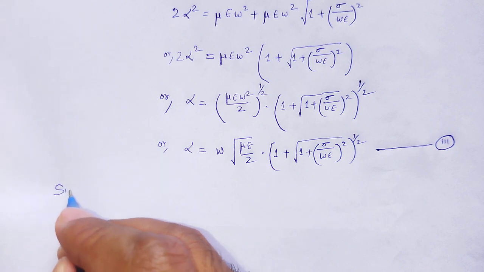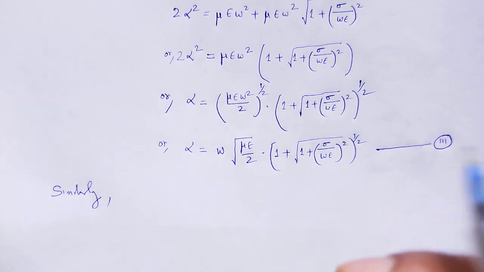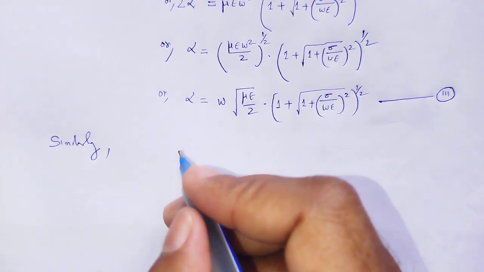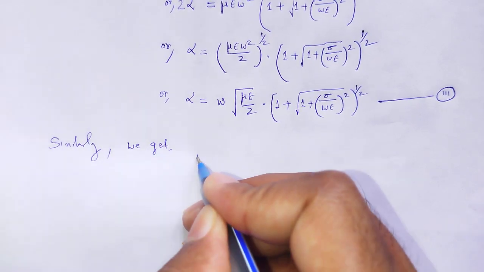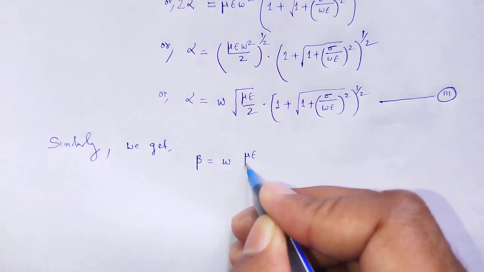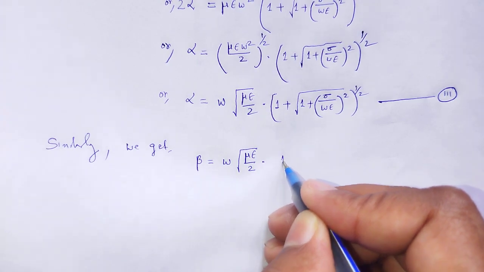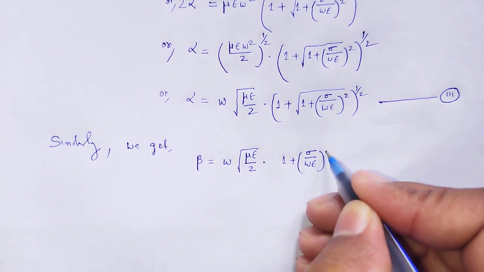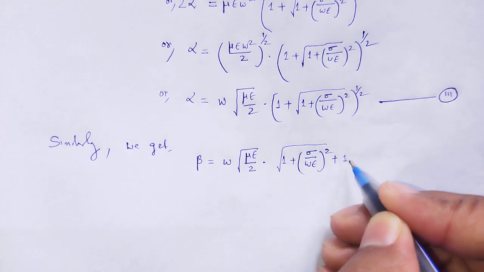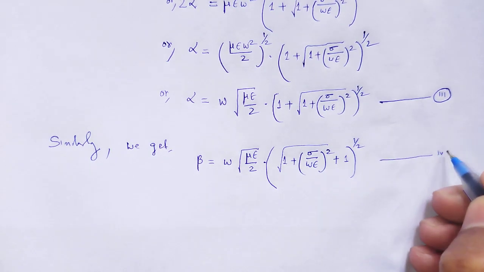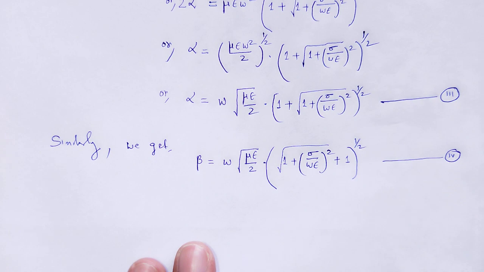Similarly, by putting the value of alpha, or generally by subtracting one equation from the other, we can easily get the value of beta. Similarly, we get beta is equal to omega under root of mu epsilon divided by 2, into under root of 1 plus sigma by omega epsilon whole square, minus 1, to the power half, equation number IV.